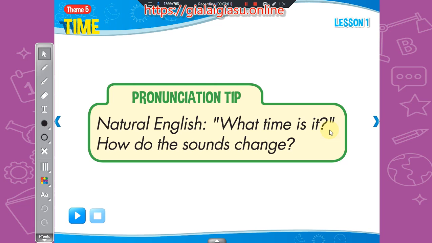Pronunciation tip. In natural English, what time is it? Sounds like, what time's it? Listen. What time is it? What time is it? What time is it? Now listen again and say. What time is it? What time is it? What time is it?